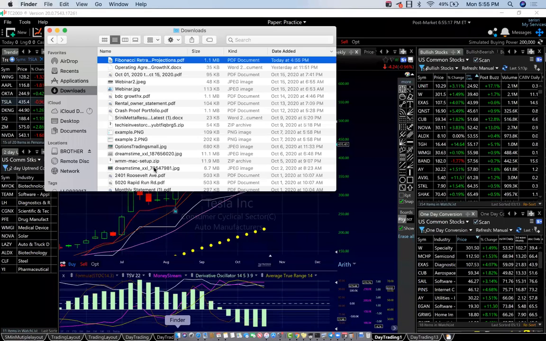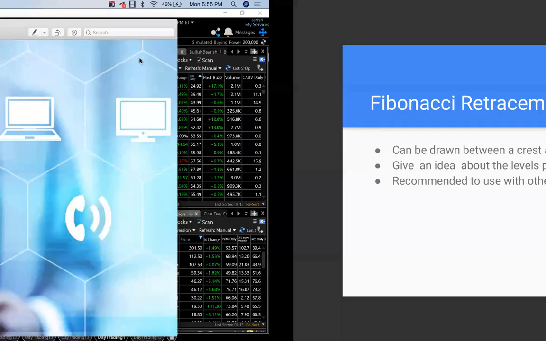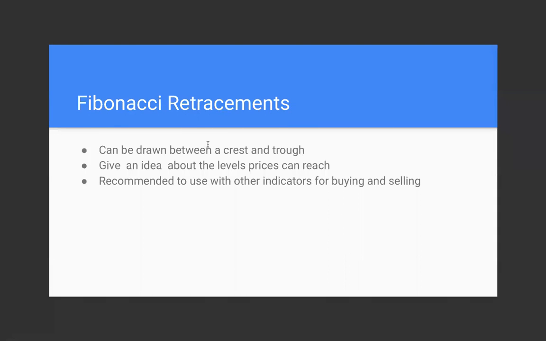Okay, here we are. This gives an idea about the levels. So we talked about the Fibonacci retracements.